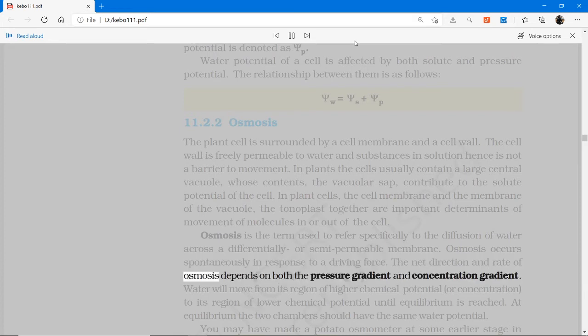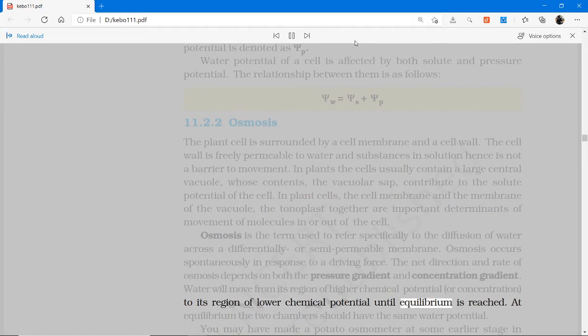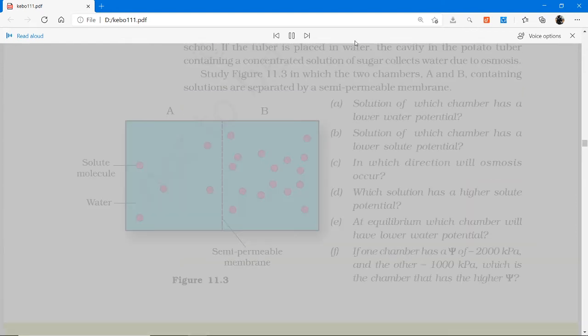The net direction and rate of osmosis depends on both the pressure gradient and concentration gradient. Water will move from its region of higher chemical potential, or concentration, to its region of lower chemical potential until equilibrium is reached. At equilibrium, the two chambers should have the same water potential. You may have made a potato osmometer at some earlier stage in school. If the tuber is placed in water, the cavity in the potato tuber containing a concentrated solution of sugar collects water due to osmosis. Study figure 11.3, in which the two chambers, A and B, containing solutions are separated by a semi-permeable membrane.